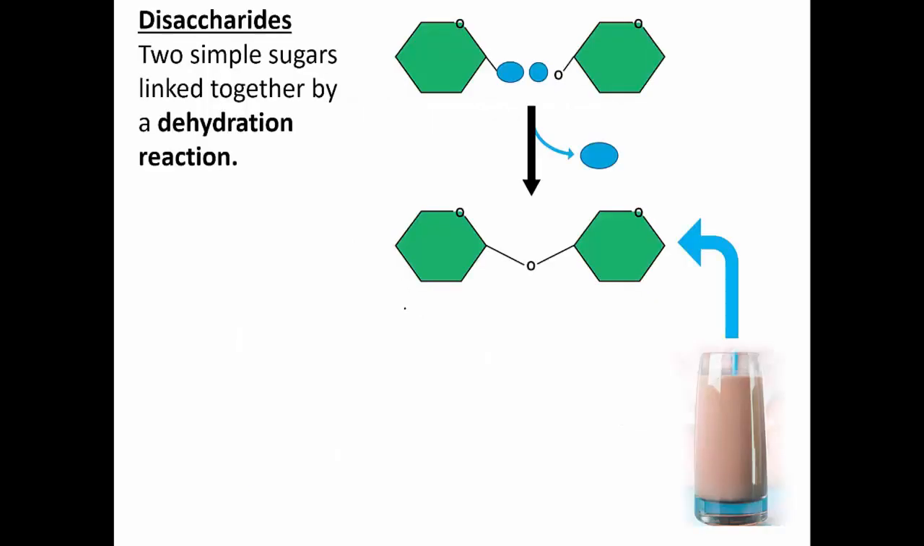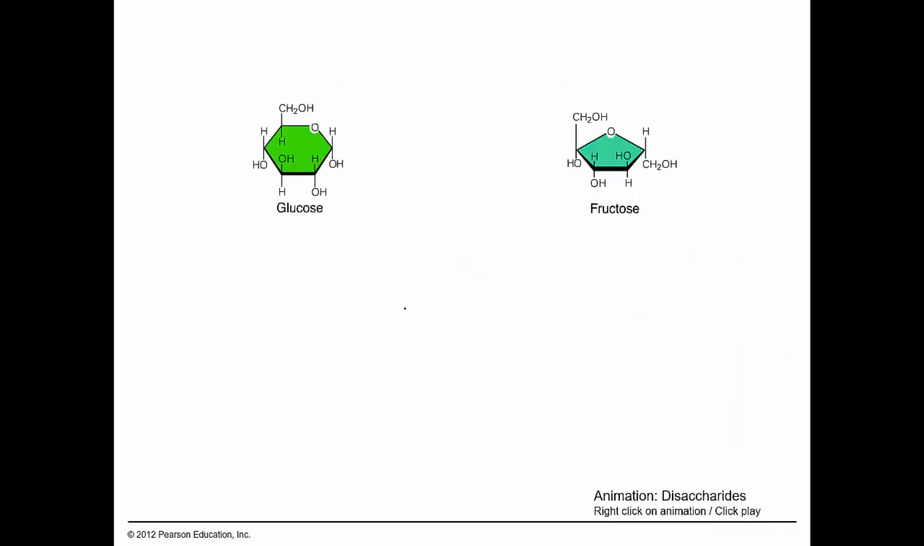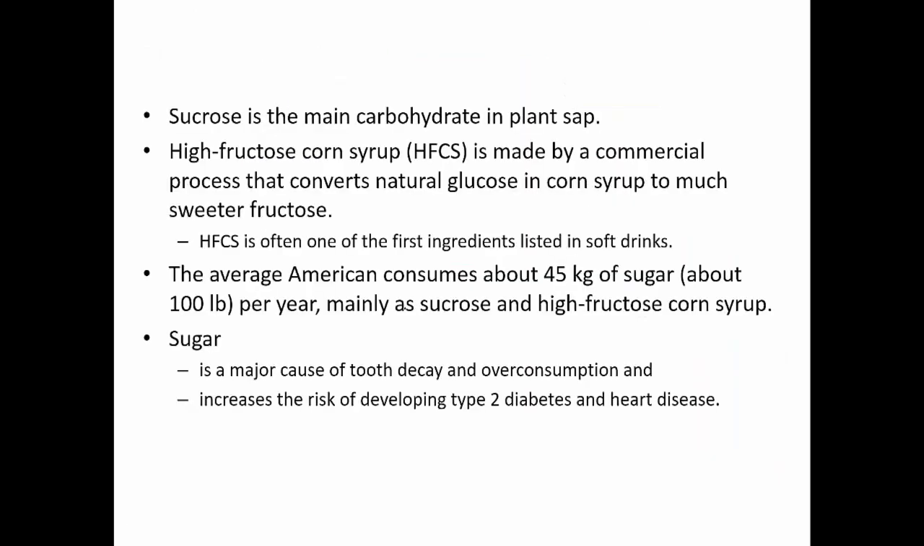Okay, so disaccharides again are 2 simple sugars linked together by that dehydration reaction we went over earlier. This is a video you can watch on disaccharides. Sucrose is made in plants, and its form, it looks like sap. When you think of plant sap, that's sucrose.